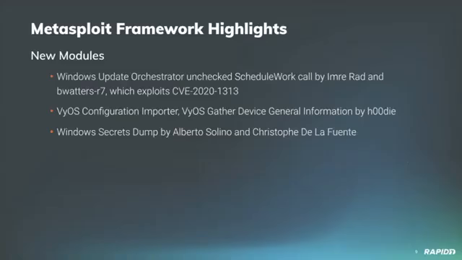Community member Hootie has contributed new auxiliary and post modules for Vios, which allow you to pull out usernames, passwords, Wi-Fi creds, host details, and a couple of more things. And finally, our very own Christophe De La Fronte has added a new module for dumping SAM hashes and LSA secrets. This work is a port of Impacket's secretsdump utility script. And we'll see a demo of this functionality later as well.